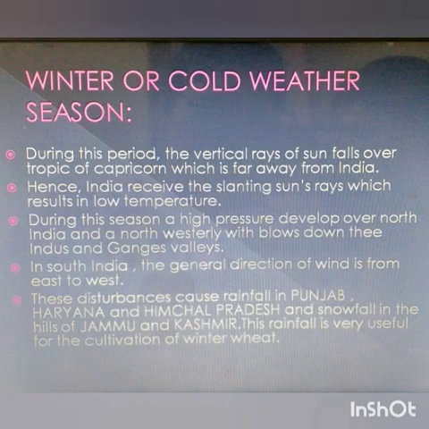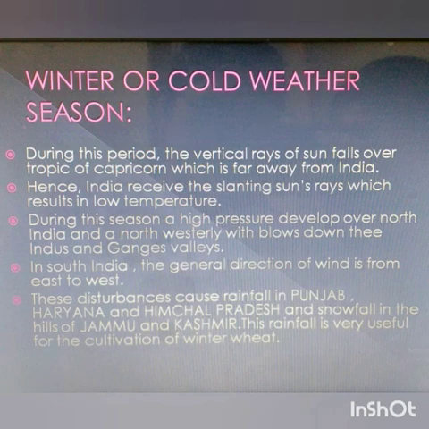Let us see about the winter or cold weather season. This is the first one. During this period, the vertical rays of the sun fall over the Tropic of Capricorn, which is far away from India. Hence, India receives slanting sun rays, which result in low temperature.